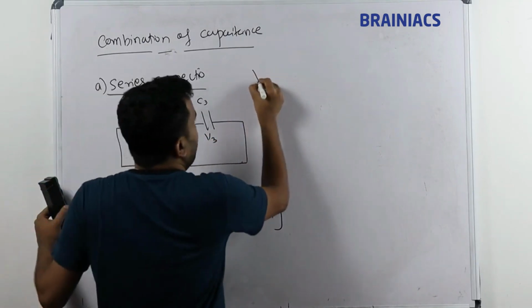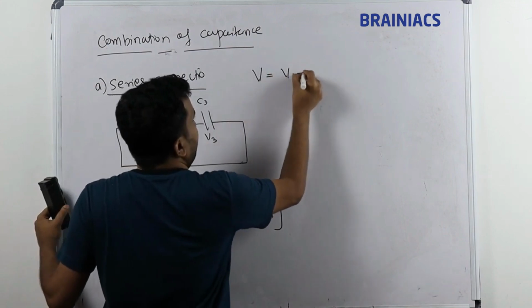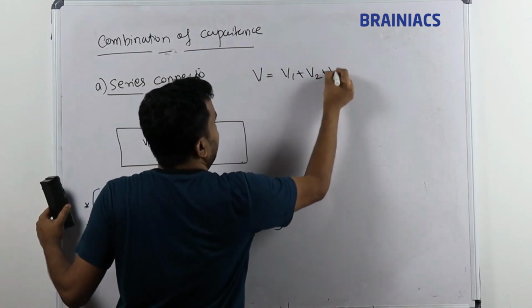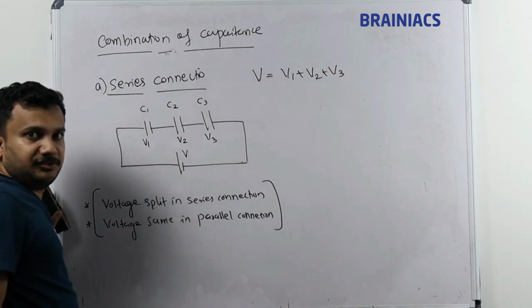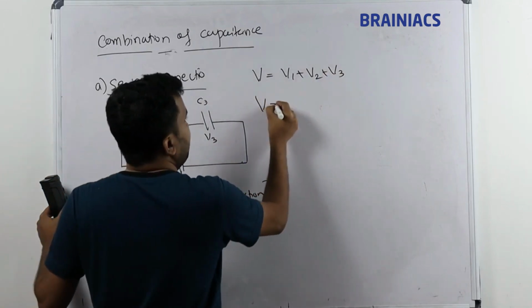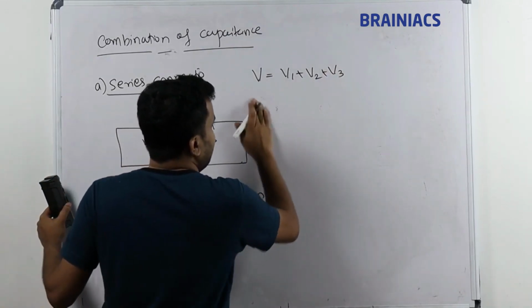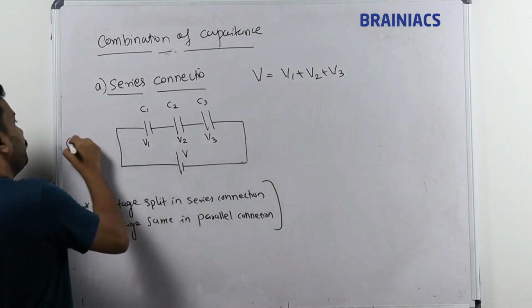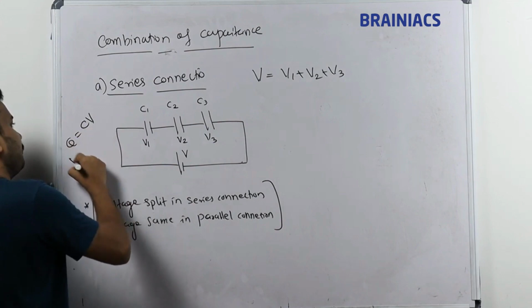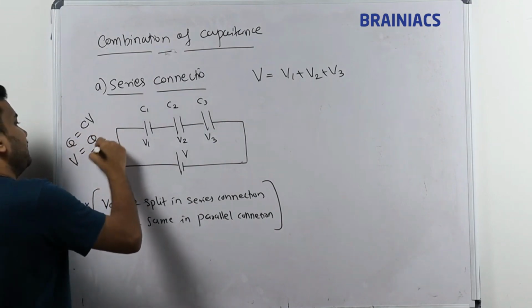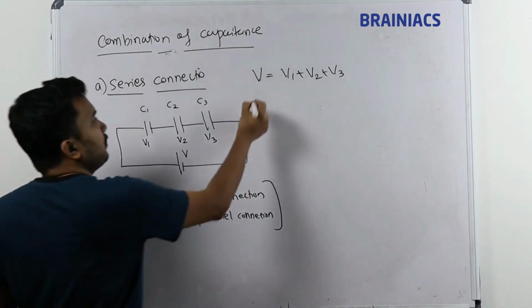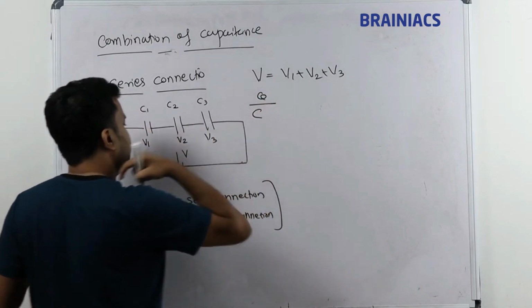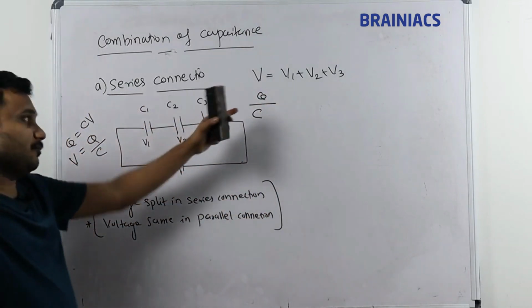So I can say total voltage is equal to V1 plus V2 plus V3. This is my total voltage. So we'll simplify. What is the relation between voltage and capacitance? We know Q is equal to CV, or V is equal to Q by C. We know these equations, so we'll write it as Q by C.